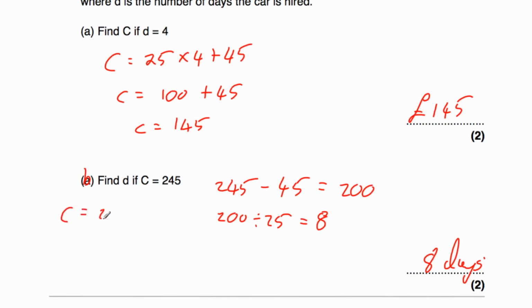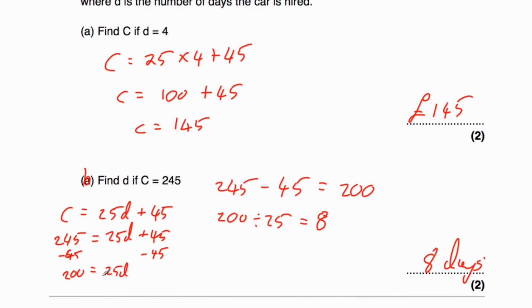So we had C is equal to 25D plus 45, and we know that C is equal to 245. So we get 245 is equal to 25D plus 45. So if we want to solve this equation, we want to get the D on its own. So we want to take away 45 and take away 45. So that gives us 245 take away 45 is 200, is equal to, and on the right hand side we'd just be left with our 25D.